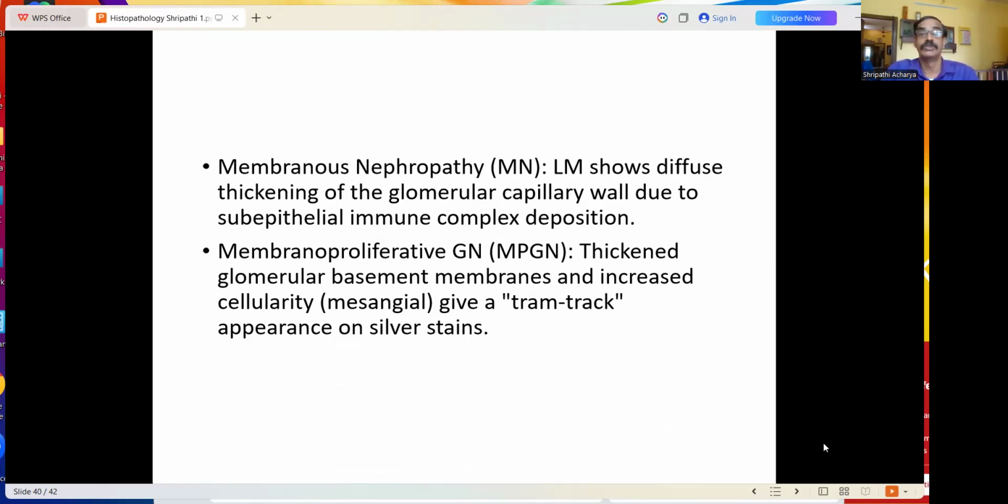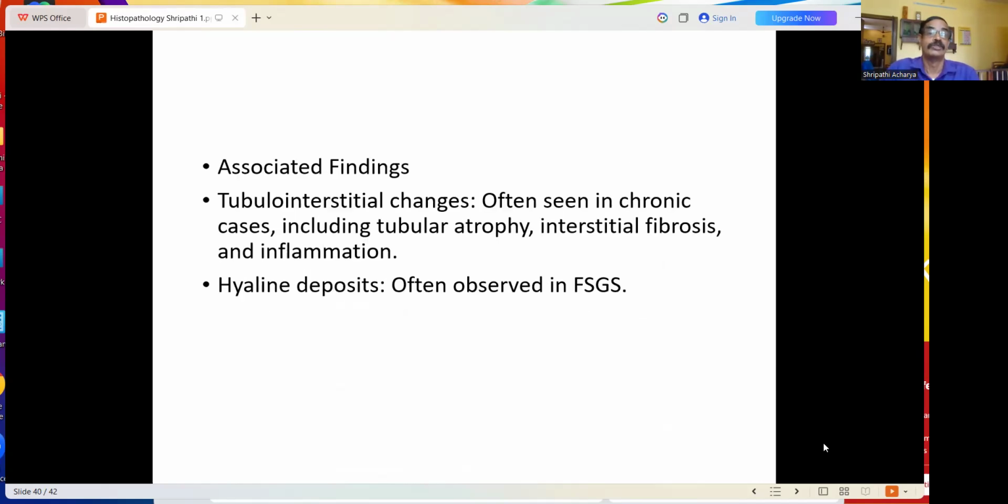Membranoproliferative glomerulonephritis, thickened glomerular basement membranes and increased cellularity, that is mesangial, give a tram track appearance on silver stains. Associated findings, tubulointerstitial changes, often seen in chronic cases, including tubular atrophy, interstitial fibrosis, and inflammation. Hyaline deposits, often observed in focal segmental glomerulosclerosis.